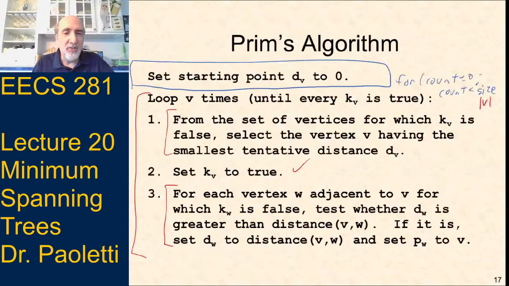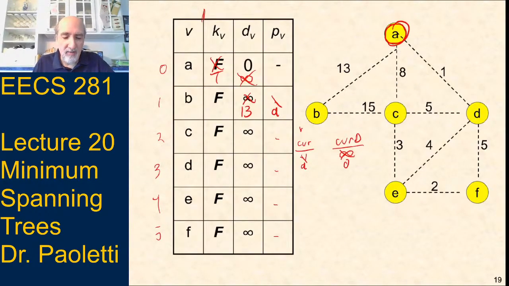Let's go back for a second. Step 3 says, for every vertex that's false, if it's adjacent to V, test whether the distance in the table is greater than the distance from V to W. If it is, change the distance and set the predecessor to V. So that's what we did here. We changed the distance and we changed the predecessor. So now, what about C? Okay, A to C is 8. 8's better than the infinity in the table. And I have to get there from A. Right, what about D? A to D is 1. That's better than the infinity in the table, so let's put a 1 there, and we get there from A.